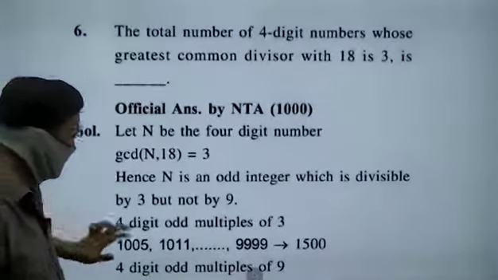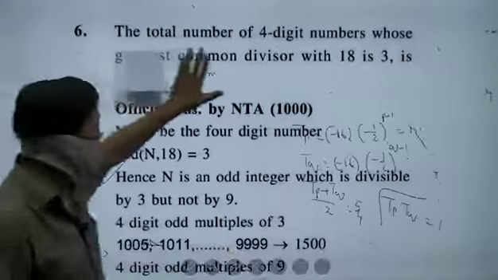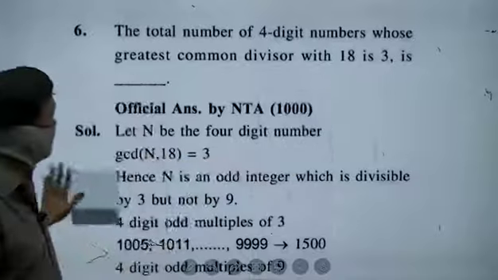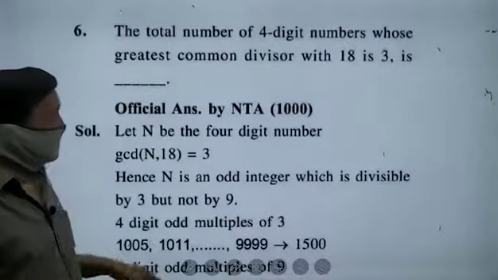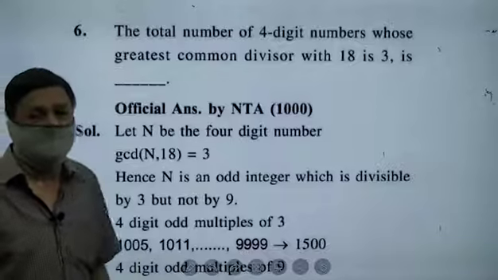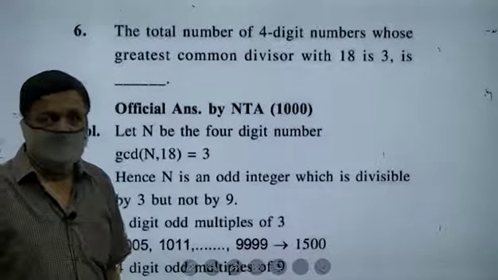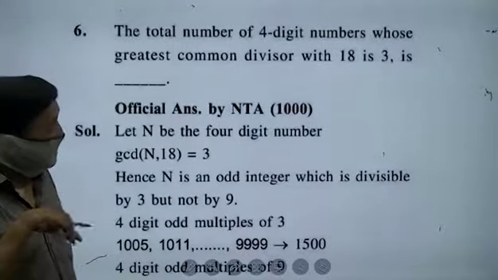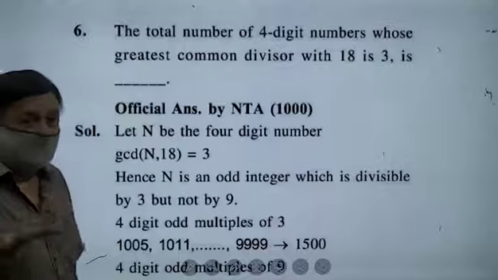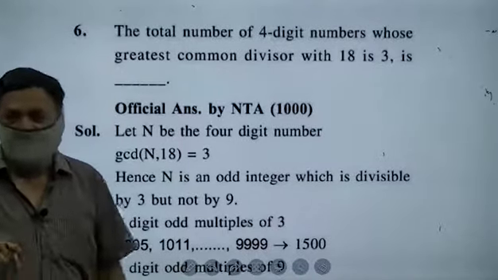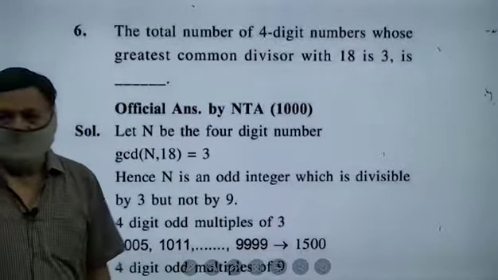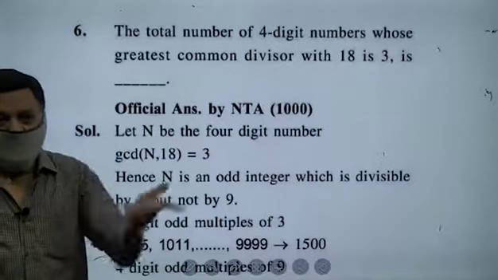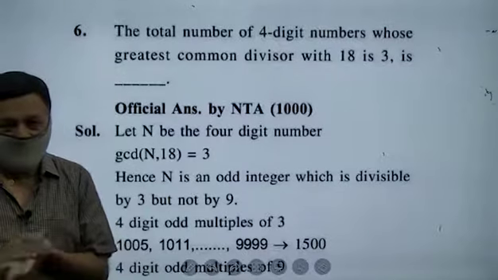Next question is: the total number of 4-digit numbers whose greatest common divisor with 18 is 3. Greatest common divisor with 18 is 3 means, actually, it should be an odd number because 18 is already what? Even. So if you have another even number, 2 will come into the picture. So it should be an odd number.